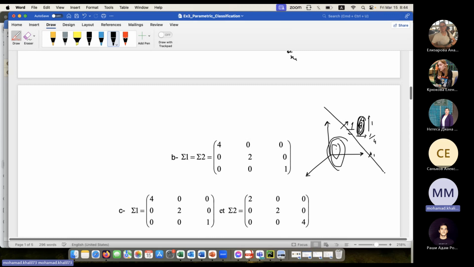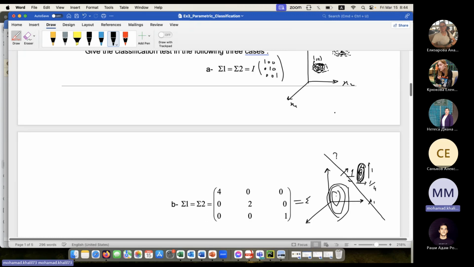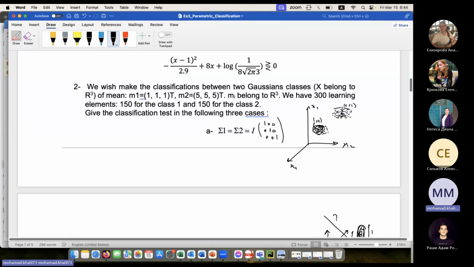So we have to find the line or the plane, because we have seen in class that if sigma 1 equals sigma 2 equals sigma, the interface is linear, a line. Today we have to find the equation of the line. And if the two are identical, the interface is also a line. So the aim today is to find the equation of this line also.